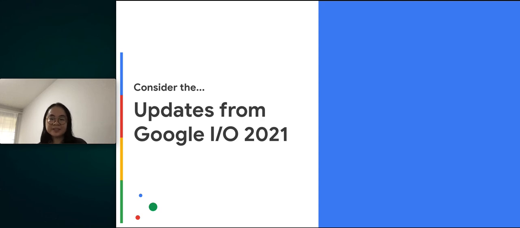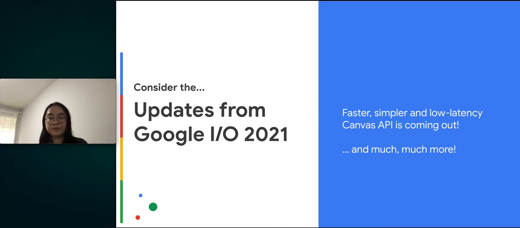And finally, consider the updates from Google I/O 2021. For example, there's news of a faster, simpler, and low latency Canvas API coming out, where they intend to provide support for client-side TTS, NLU, and storage. As of now, there's no hard date as to when it'll be released for developers, but there's so much more that Google I/O 2021 has to offer. There are more updates pertaining to Google Assistant and Interactive Canvas as time goes on, so definitely keep your eyes out for new updates if you intend to use Interactive Canvas.